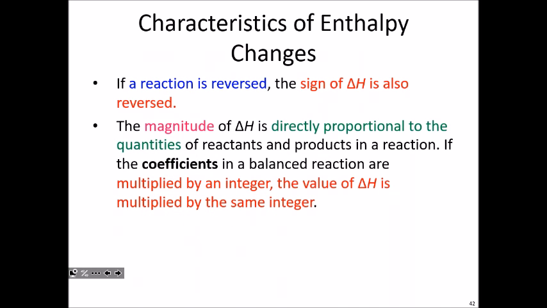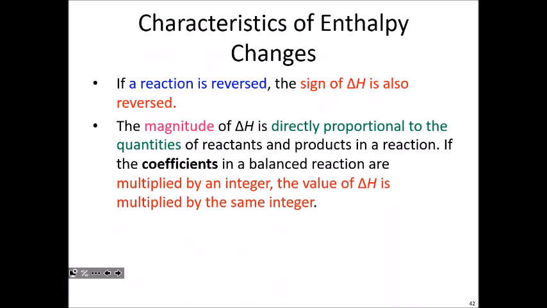The next thing that you can do, and you probably shouldn't have to write all of this down, but okay, the magnitude of the delta H is directly proportional to the quantities of the reactants and products. You don't probably need to write that sentence down. What you need to note though about that is that the coefficients in front of the reactants and products, you can multiply them by factors.